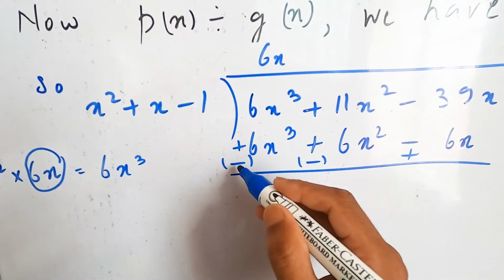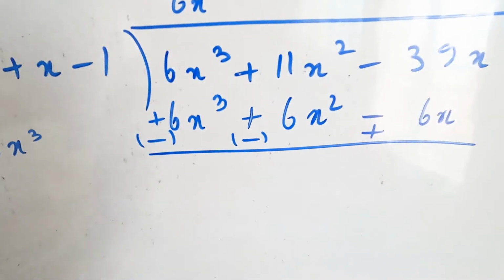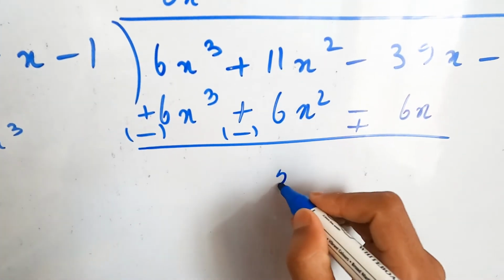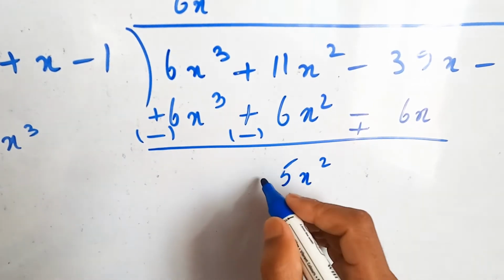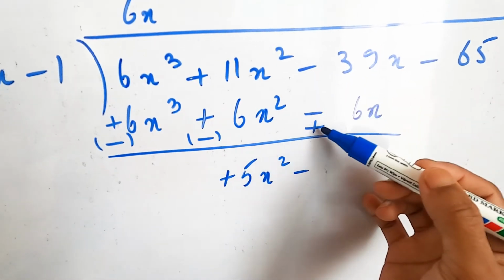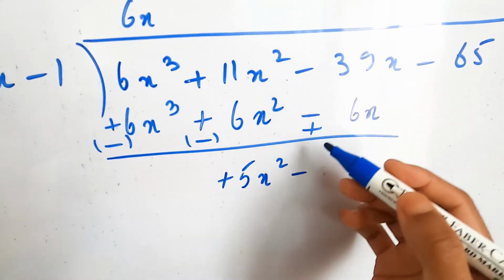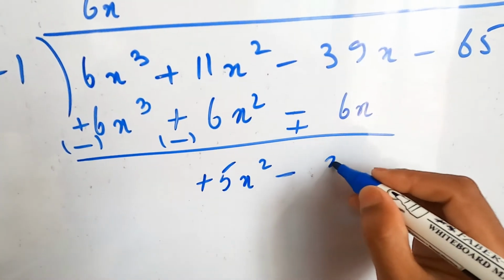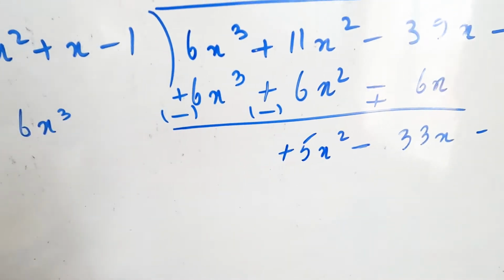So 6x cubed minus 6x cubed will get cancelled. So in this case, what's left? The remainder will be 5x square. Since 11 is bigger than 6, it will be plus. Minus into plus, minus is bigger, so it will be minus. So 39 minus 6x will be minus 33x, and you will bring down minus 65 again.